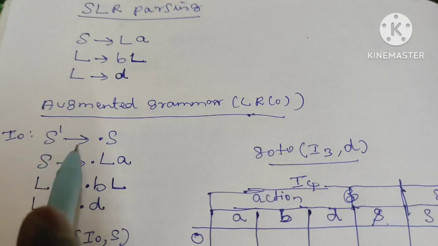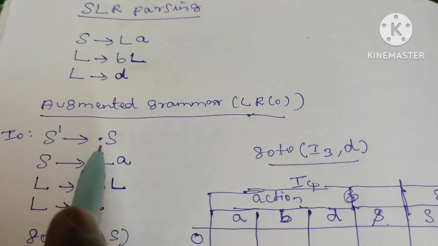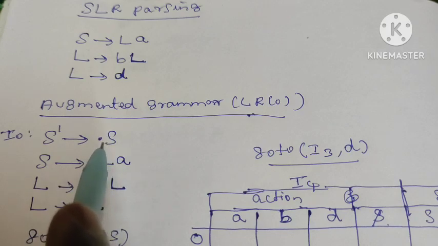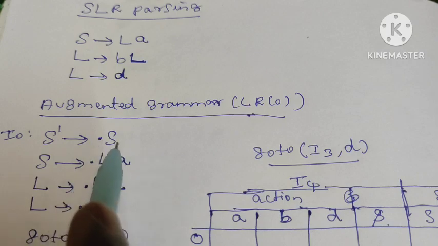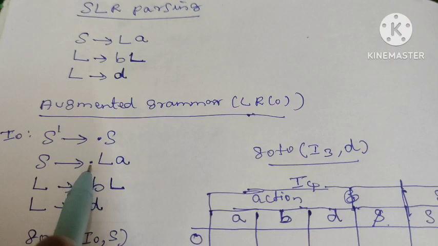So, S dash tends to dot S. Whenever you construct an augmented grammar, you have to place a dot before the production on the right side. Since the dot is before S, we now have to find the closure operation for S. What is meant by closure operation? When a dot is before a non-terminal, you have to introduce all the productions for the corresponding non-terminal. In this case, the dot is before S, so you have to introduce all the productions of S. So, for S we have S tends to LA, and again I place a dot before it.